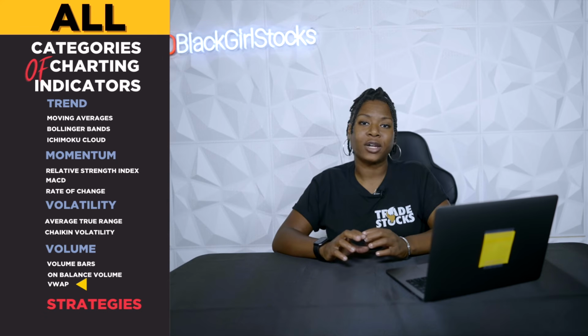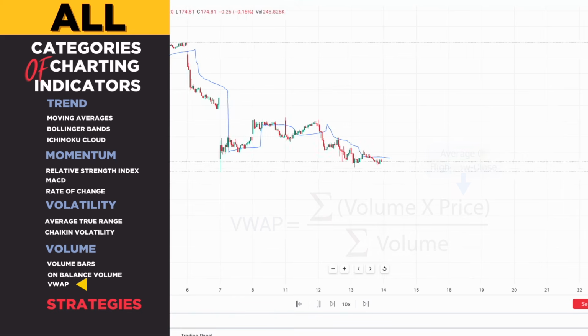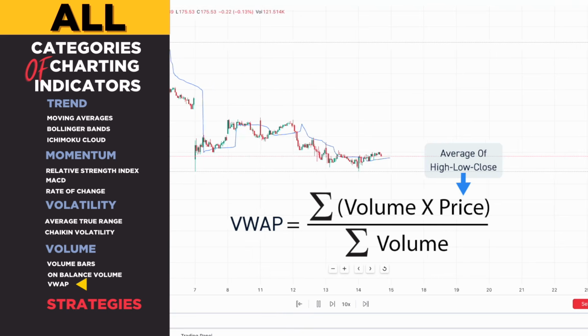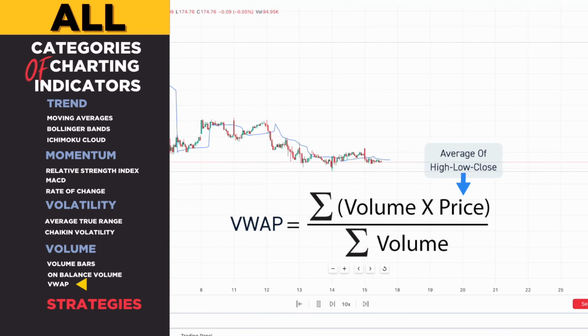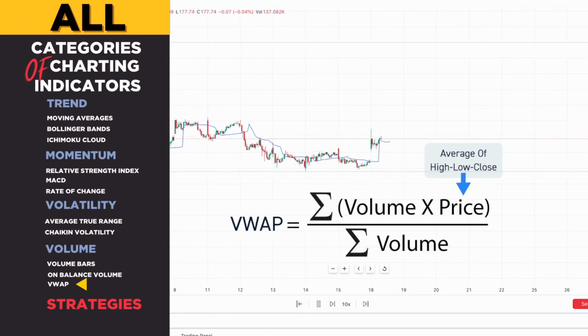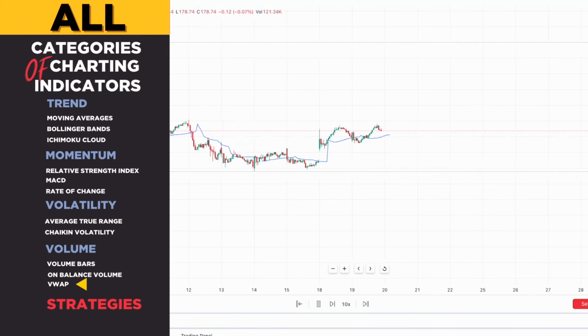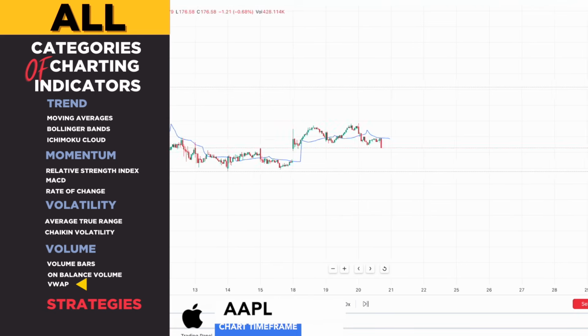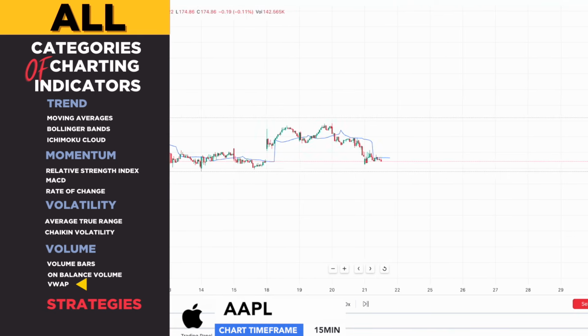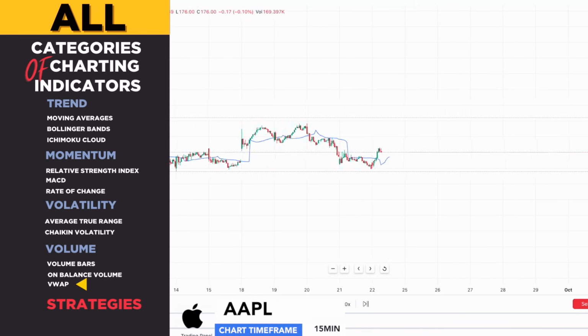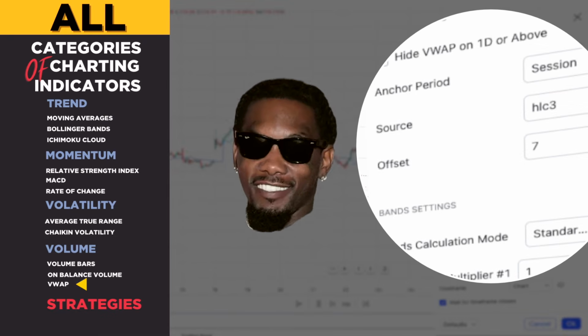All right, let's look at the volume weighted average price, more popularly known as the VWAP. The VWAP indicator calculates the average price of an asset based on trading volume in a specific period of time. So let's look at an example trade using the VWAP. We're going to be using the stock Apple, and the time frame is going to be the 15-minute chart. The default settings didn't work the best for me. I usually have the offset set to 7.